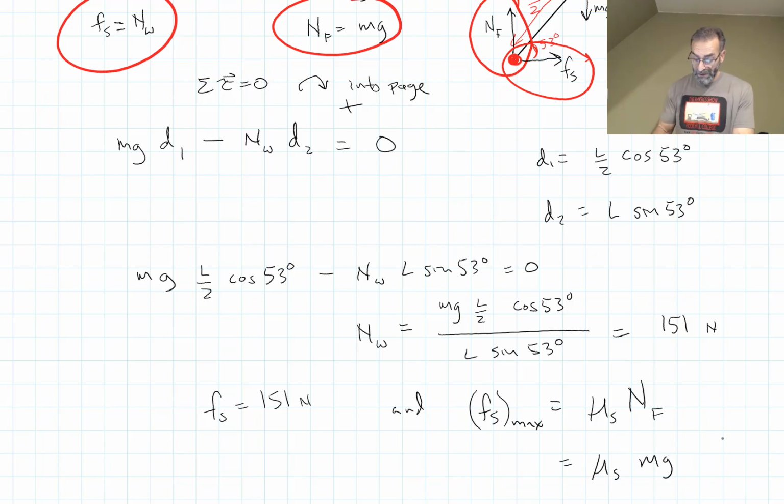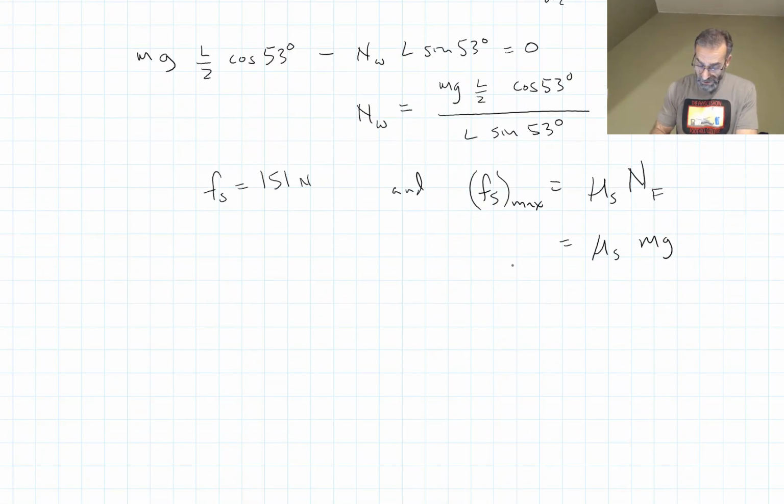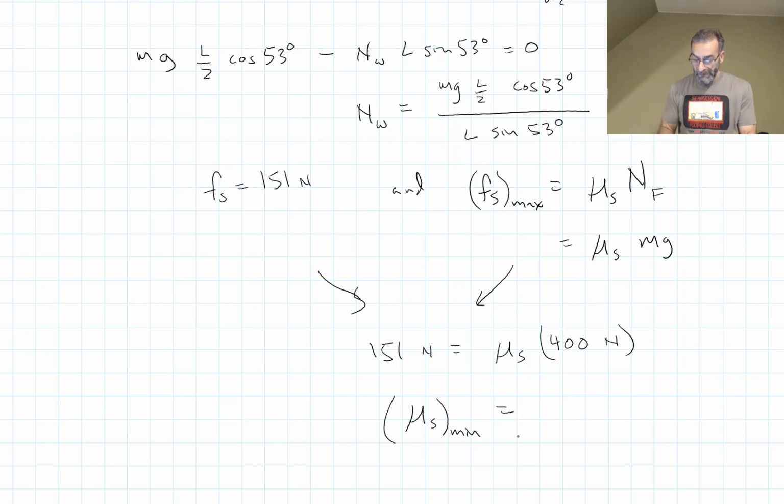So we can put the weight of the object there. And the maximum static friction force, if we solve for that, that will give us the minimum coefficient of friction we need to prevent this from slipping. So we set these equal to each other. The weight of the ladder is 400 newtons, and we get our minimum coefficient of friction is 0.38.